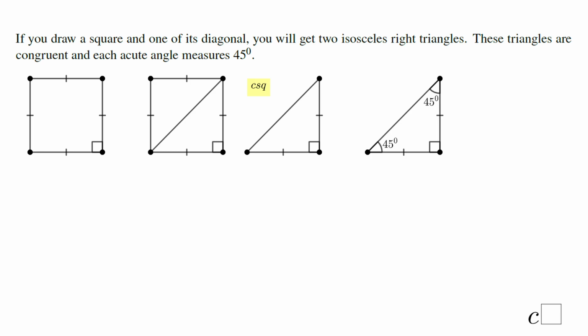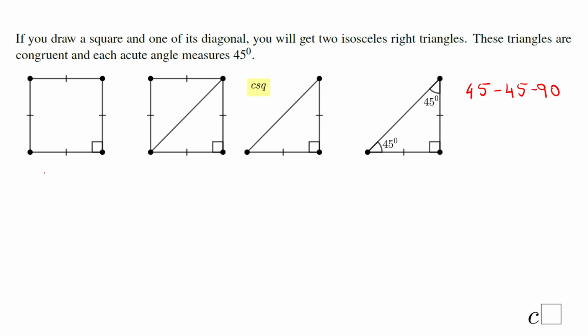In this lesson we'll talk about special right triangles, and we're going to start with the first one. The first special right triangle is what we call 45, 45, 90. Why do we call this guy like that?